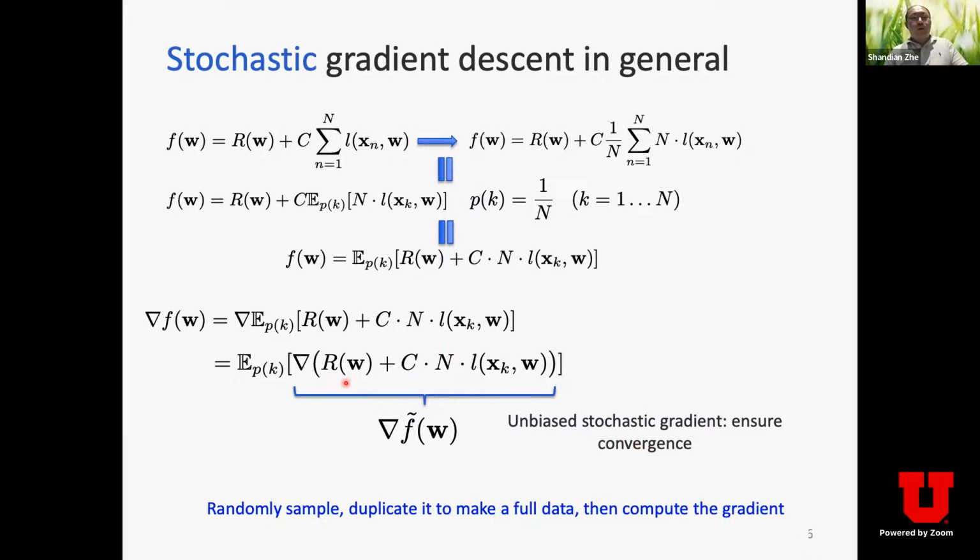That's why in the previous framework we just mentioned, every time we need to randomly pick an example and duplicate it big N times, to fit a data set of the same size as the original training data set, then add the regularization term, and use that objective function to compute the gradient. Because our goal is to compute an unbiased stochastic gradient. And only when we use an unbiased stochastic gradient to update our model can the convergence be guaranteed.